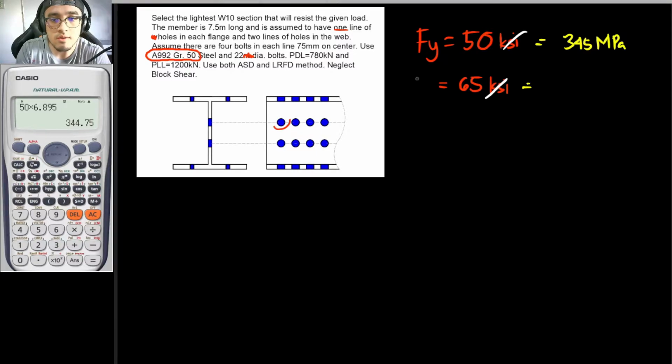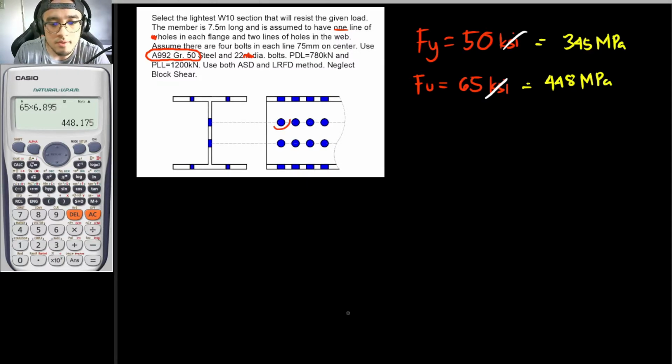As for our Fu, I'm sorry, this should be Fu by the way. This is to be our ultimate stress, and that is now to be equal to, once again looking at the calculator to your left, 65 times 6.895, and that is approximately equal to 448.175. Rounding them to the nearest whole number, that is to be 448 megapascal.